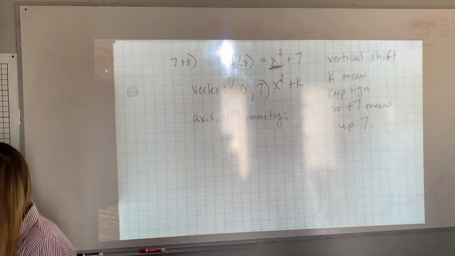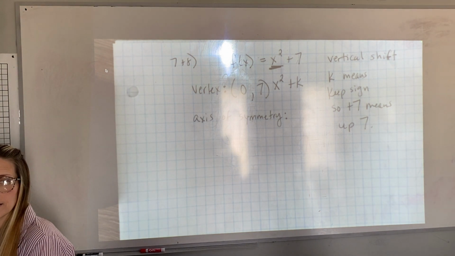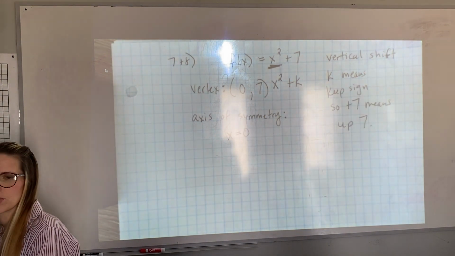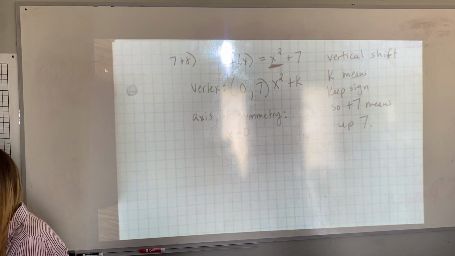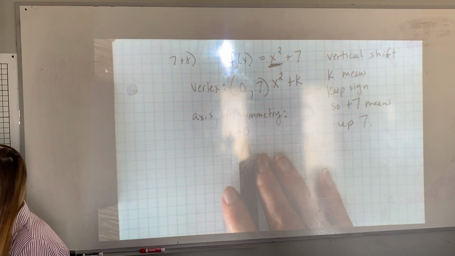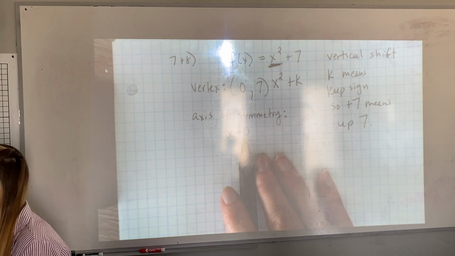Okay, tell me what the axis of symmetry would look like. X equals 0. Very good. All right, make sure you get those notes down because I'm probably not going to do it online. The axis of symmetry would be x equals 0, the exact same axis of symmetry as the parent function, because it's a vertical shift.